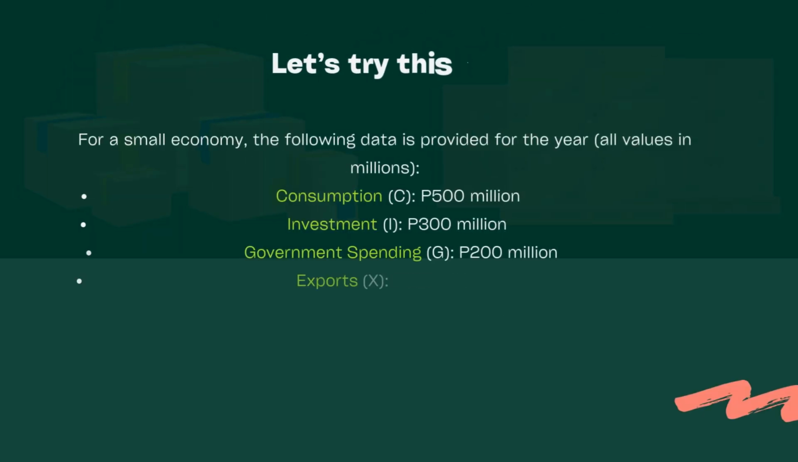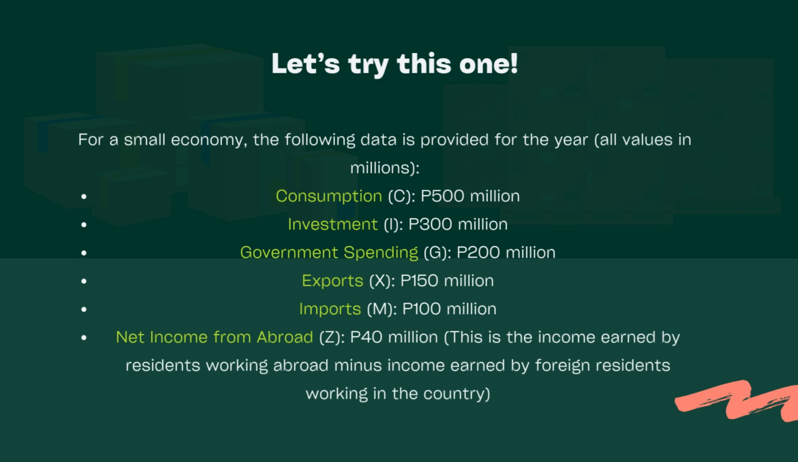Let's try this example. For a small economy, the following data is provided for the year. Consumption expenditure, 500 million; investment expenditure, 300 million; government spending, 200 million; exports, 150 million; and imports, 100 million. And net income from abroad amounted to 40 million.